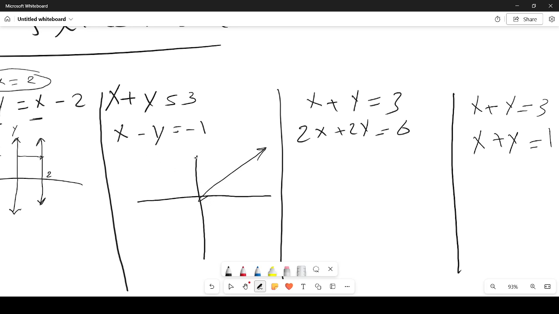Okay, and x minus y equals minus 1. Let's take it here, for example. It's not actually the real graph of this equation, but I want you to know that they intersect at some point. And we can guess what the points are where they intersect.